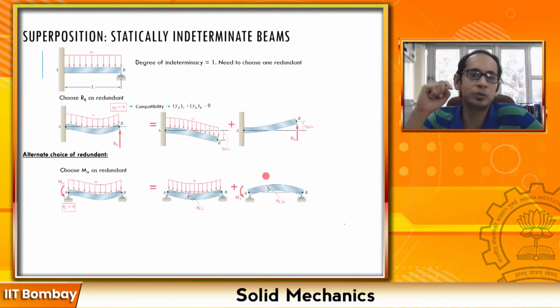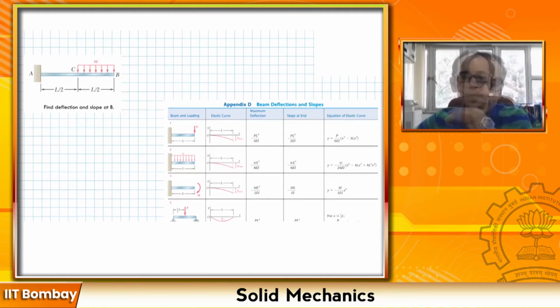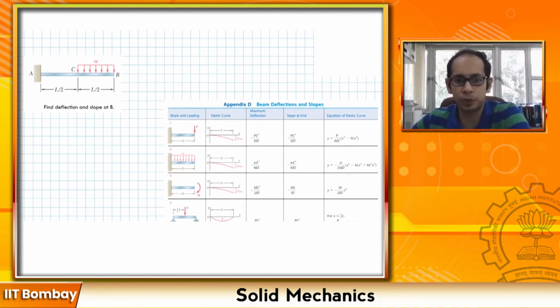The first example will be the principle of superposition applied to a statically determinate beam. The second one is for a statically indeterminate beam. So this is the first example problem which we are going to solve using the method of superposition. As you see over here, what we have is a cantilever beam which is partly loaded at the right end, over L/2, with a uniformly distributed load W.